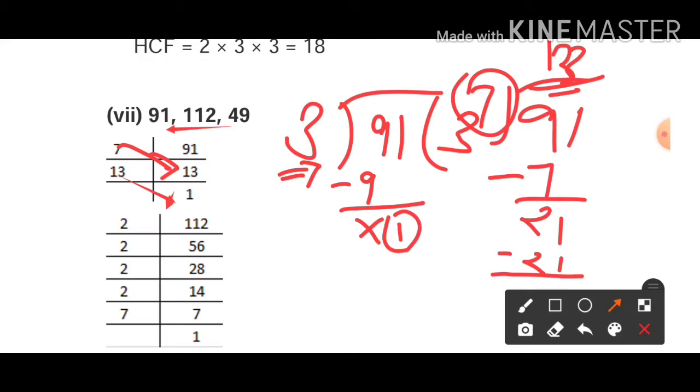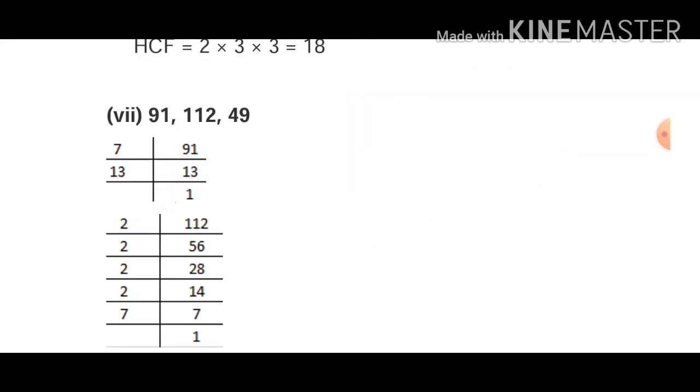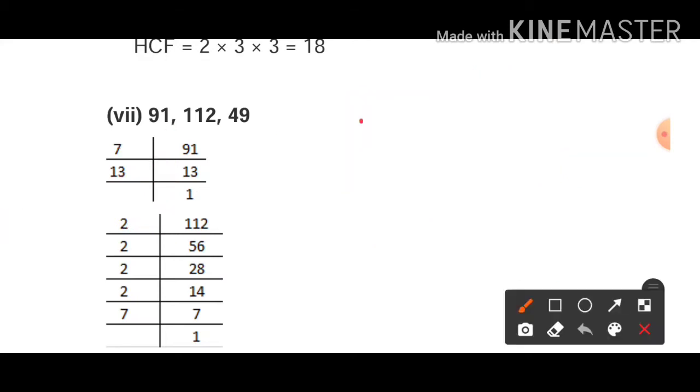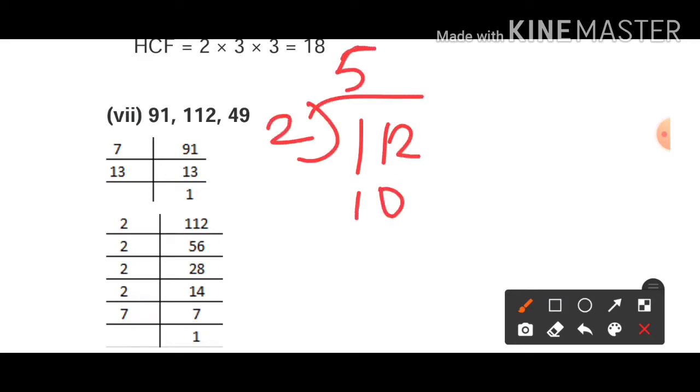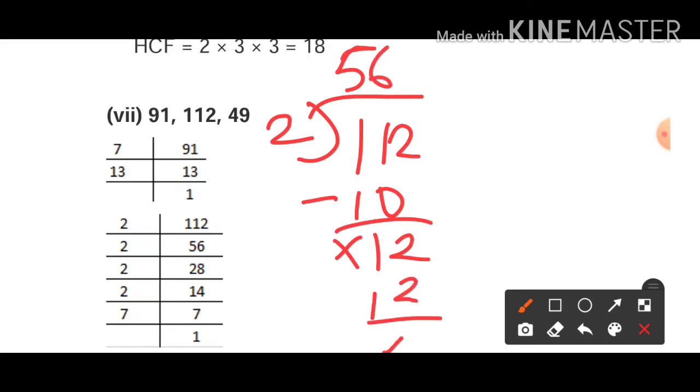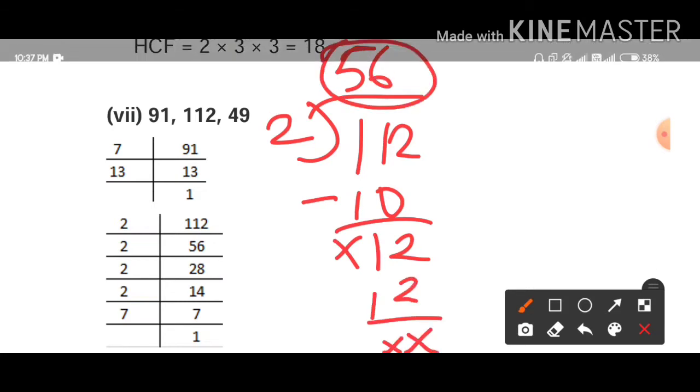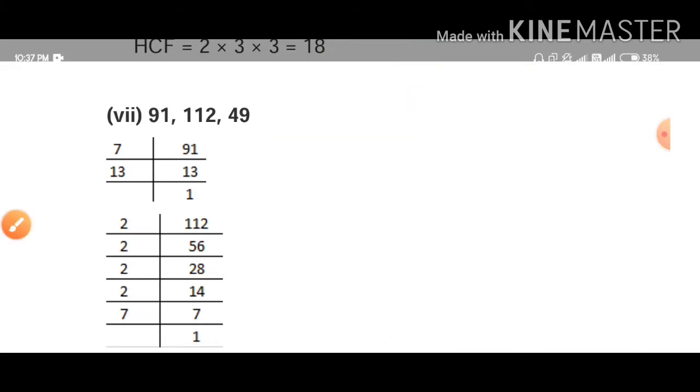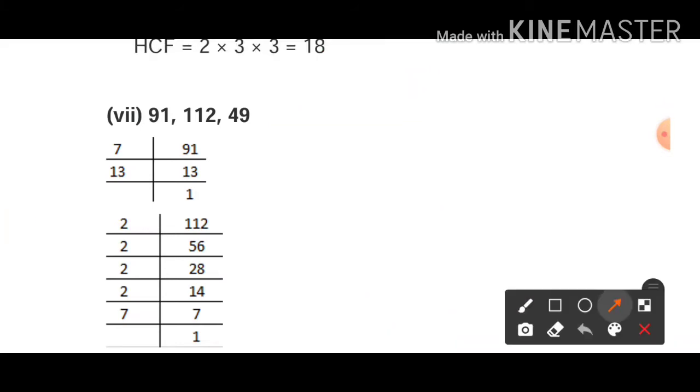Same here, 112. If you divide 112 by 2, so 2 5s are 10, then 12, 2 6s are 12. It means it is divisible by 2. How many times? 56 times. Or you can find the answers directly also here.